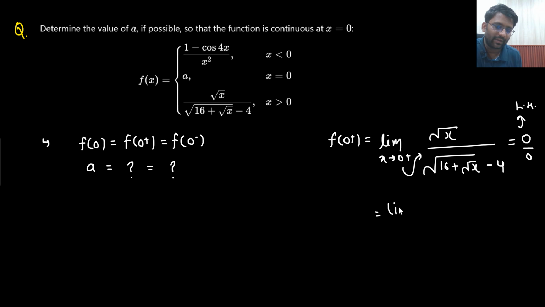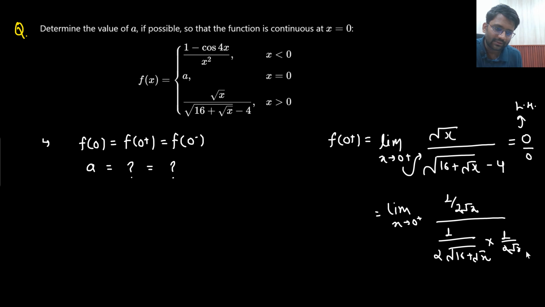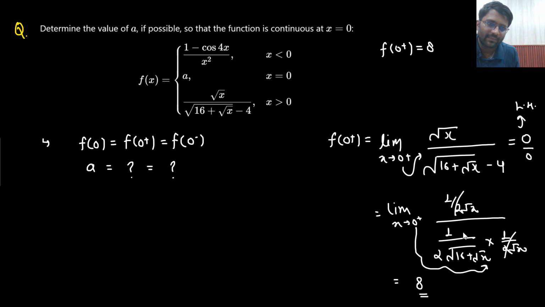Yes sir, L'Hopital I will apply, and directly I can sense that sir on the upper side 1 by under root 2x would come. Sir here the differentiation would be 1 by 2 under root 16 plus under root x divided by 1 by 2 under root x. So this and this will get cancelled out. Put x equals to 0 here, what answer will you be getting? So 8. What is the limit you are getting? 8. So value of f of 0 plus we have got is 8.